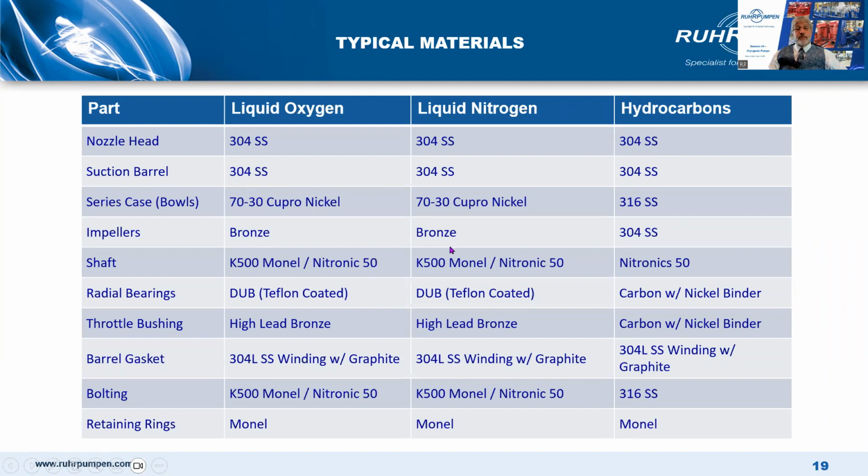Similarly, bronze impellers, perfect for liquid oxygen. When we go to hydrocarbons, we're looking at 316 stainless bowls and 304 stainless steel impellers. Again, could be 316 impellers. Shafting, Nitronic 50 or Cayman L. And the bolting also, Cayman L, Nitronic 50.